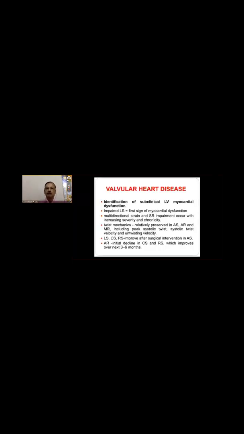Now come to the pathologies. First is valvular heart disease. Identification of subclinical LV myocardial dysfunction is very, very important in valvular heart disease, because impaired LS is the first sign of myocardial dysfunction. We know multidirectional strain and strain rate impairment occur with increasing severity and chronicity. Twist mechanism is relatively preserved in AS, AR, and MR, including the peak systolic twist velocity and the untwisting velocity. LS, CS, and RS improve after surgical intervention in AS. In AR, initially there is a decline in CS and RS, which improves over the next 3 to 6 months. I'll come to each individually. First is aortic stenosis.